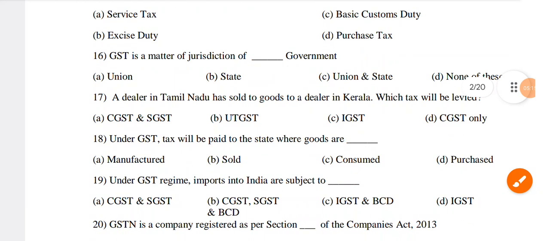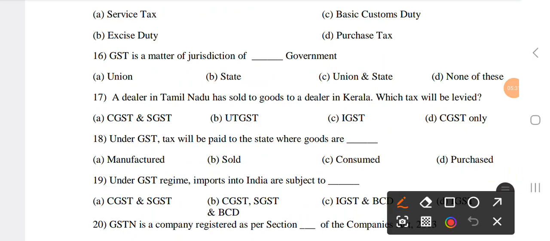Next question. GST is the matter of jurisdiction of dash government. Option A union, B state, C union and state, and D none of these. The correct option is C, union and state.